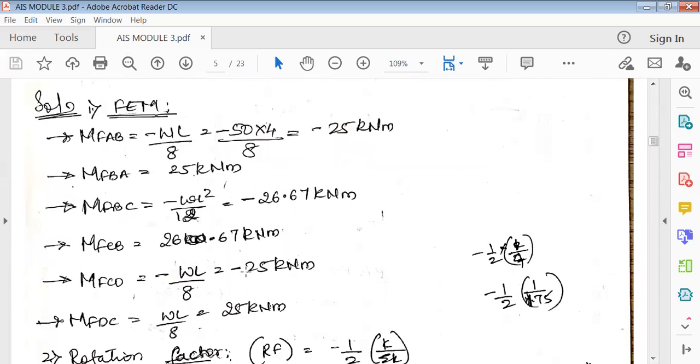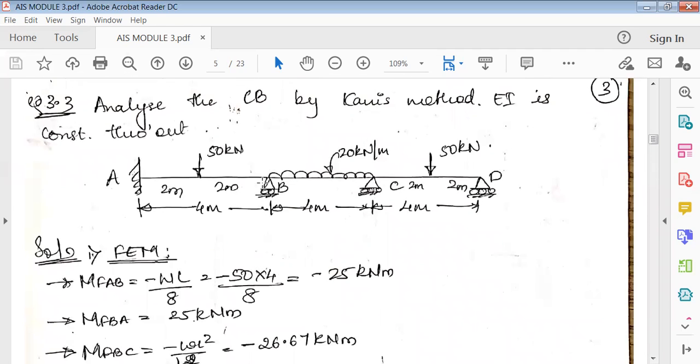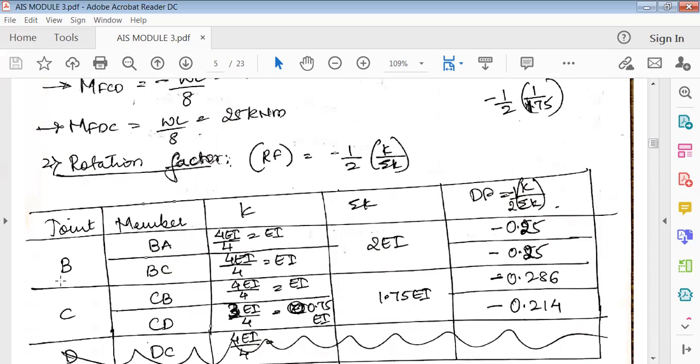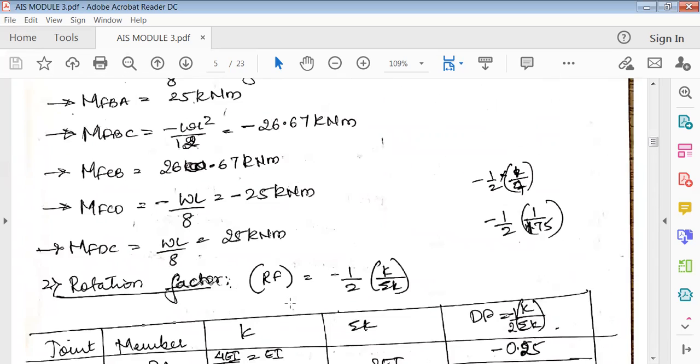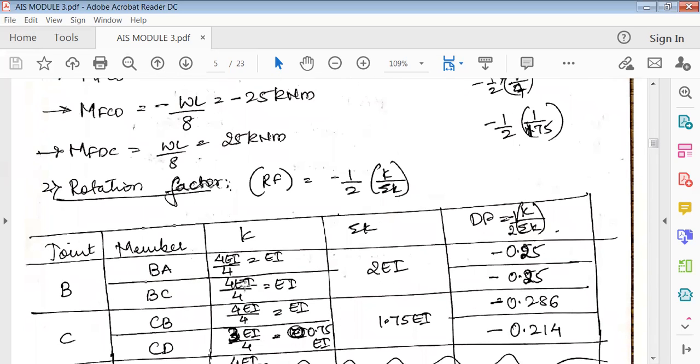Next thing is to find the rotation factor. Again, the rotation factor you can find at joints B and C. So joint B has BA and BC, and joint C has CB and CD. First, joint B. So BA and BC. BA is 4EI by L. Joint C is treated like a fixed support, so BC is again 4EI by L. So both are 4EI by L.